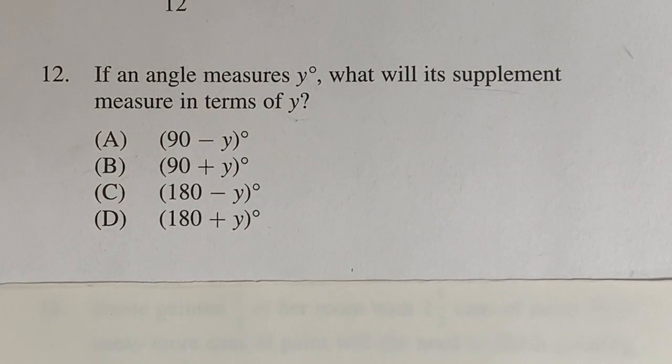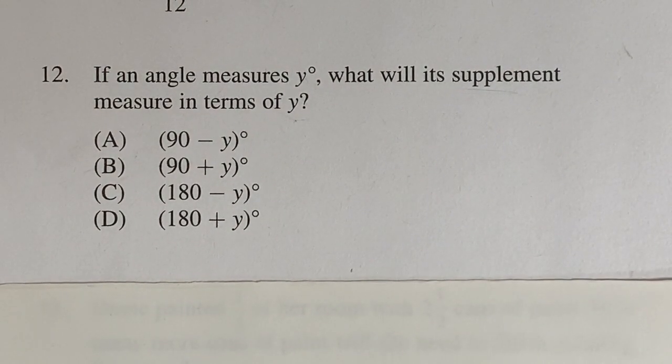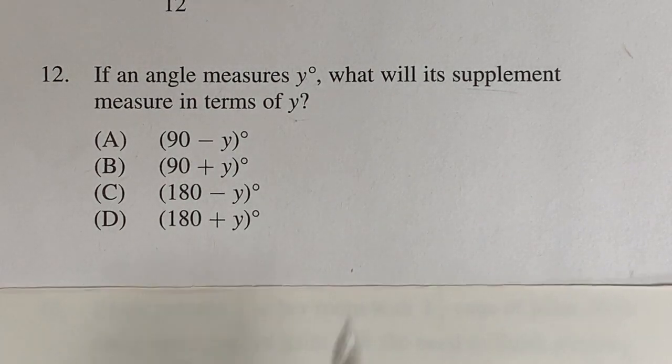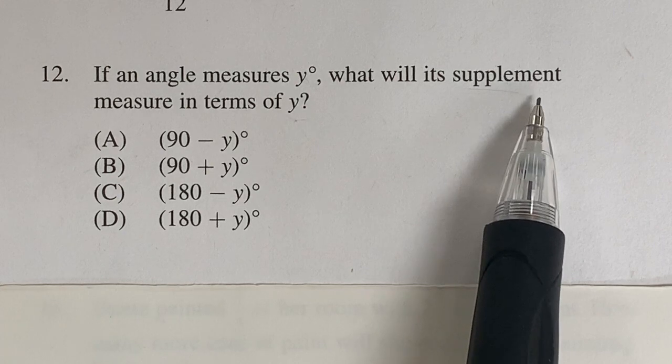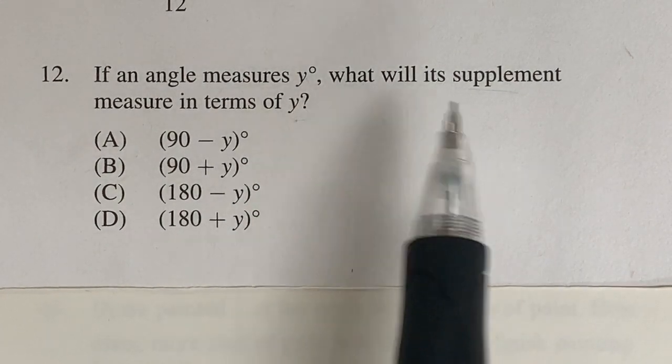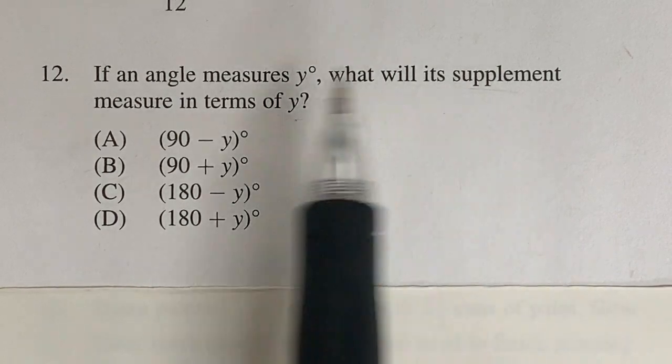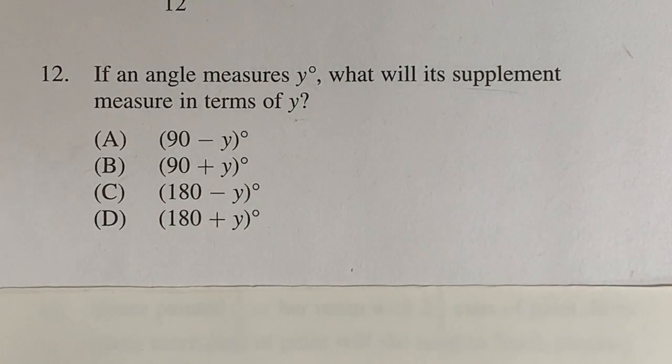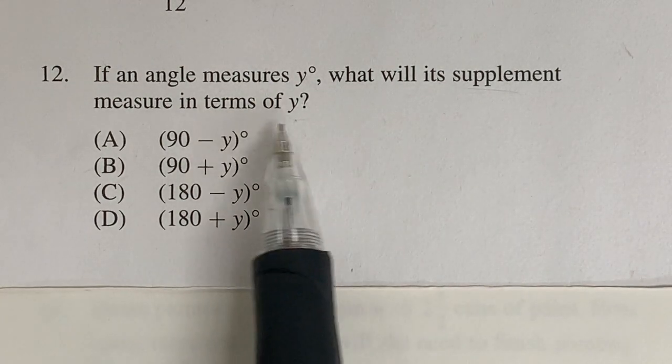Question number 12 says, if an angle measures y degrees, what will its supplement measure in terms of y? So y can be any number. Y could be 30 degrees, 50 degrees, and its supplement means 180. So let's say y degrees is 30. If they ask you what's the supplement of 30 degrees, all you need to do is 180 minus 30, which gives you 150. So here it is in terms of y.